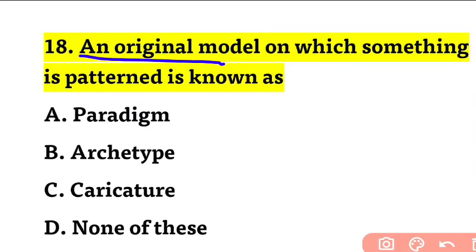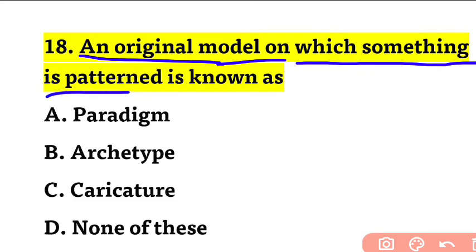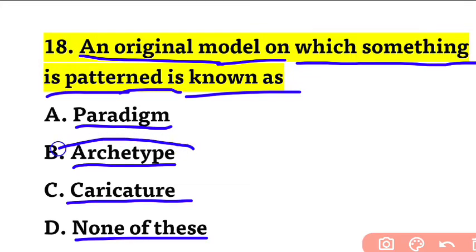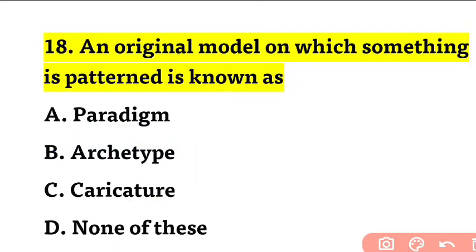An original model on which something is patterned is known as: paradigm, archetype, caricature, none of these. What will be the answer? The answer will be archetype. An original model on which something is patterned is known as archetype. Next question.